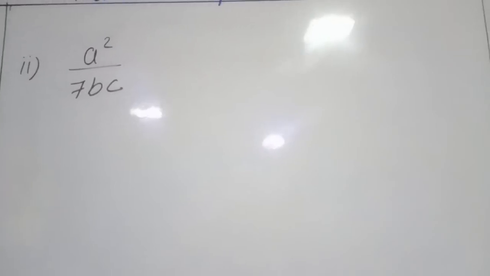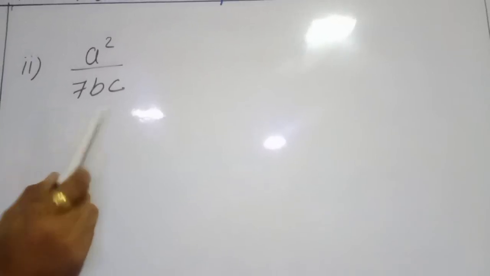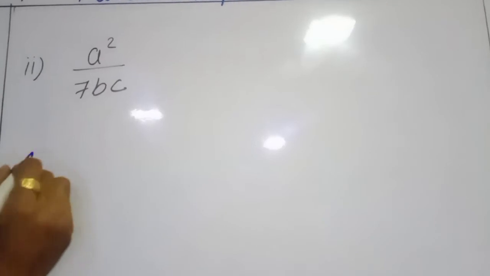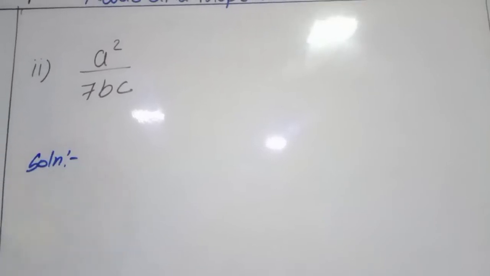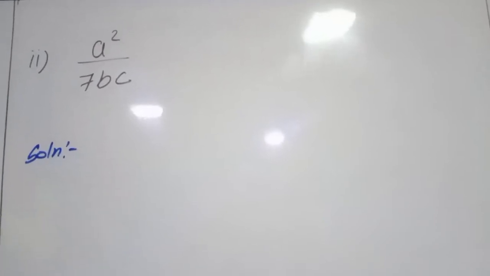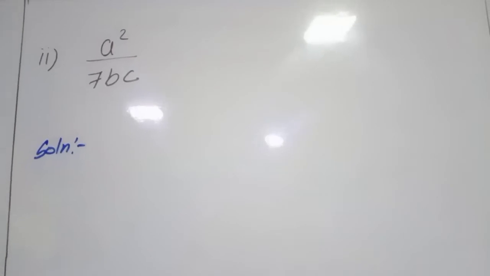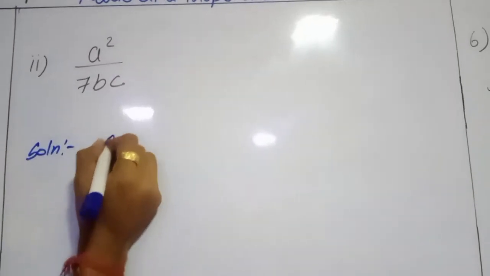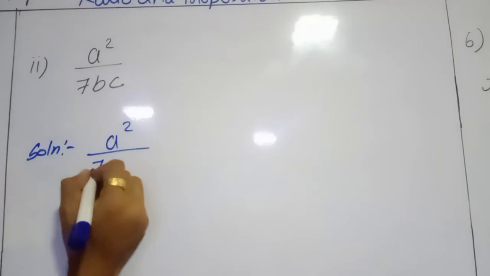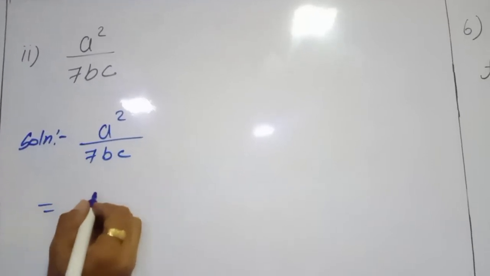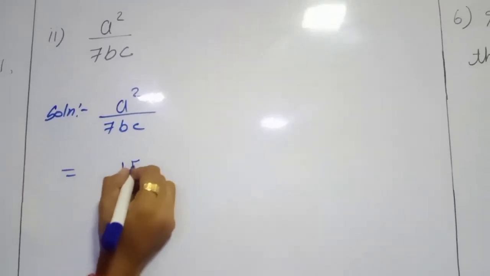Second is given a square upon 7bc. Let's start. What we have to do? We are substituting the value of a, b and c. So because we have a square upon 7bc, at the place of a we should write 15c.